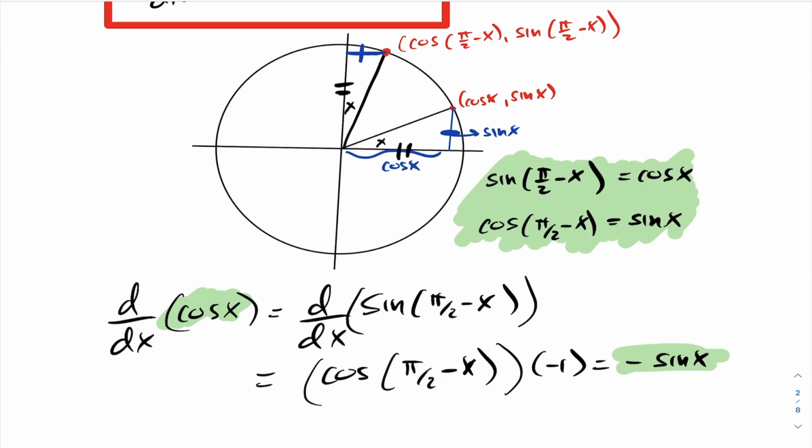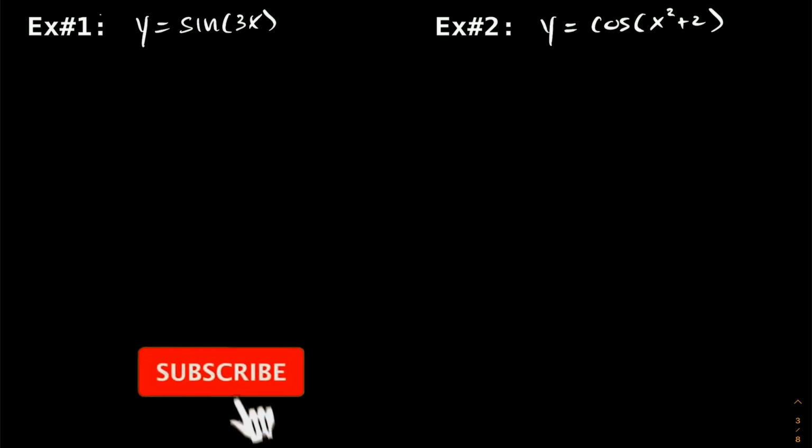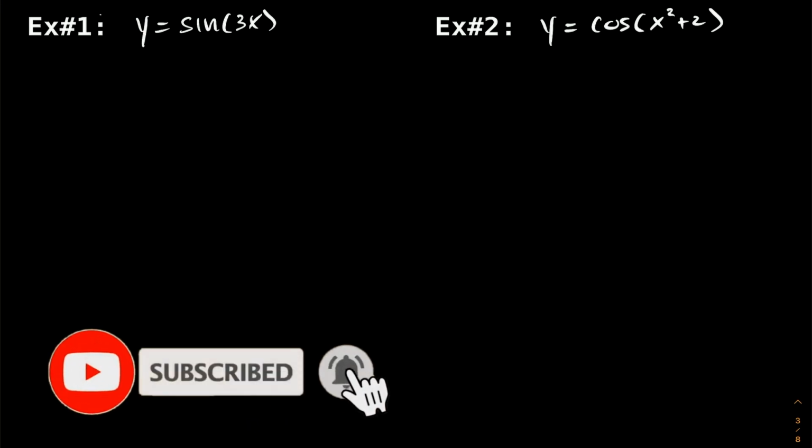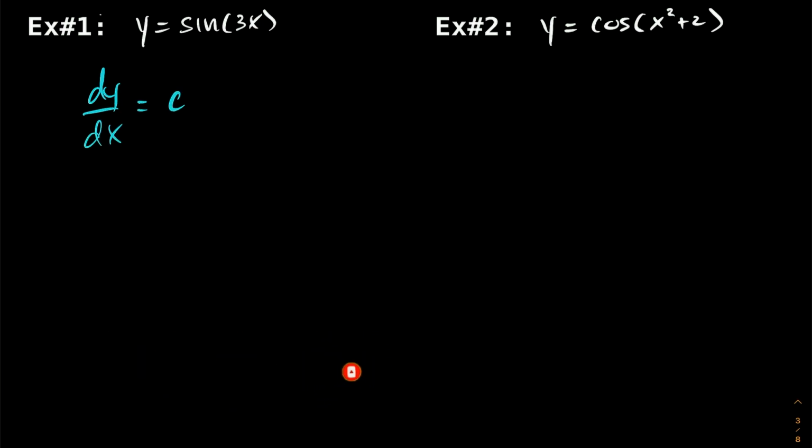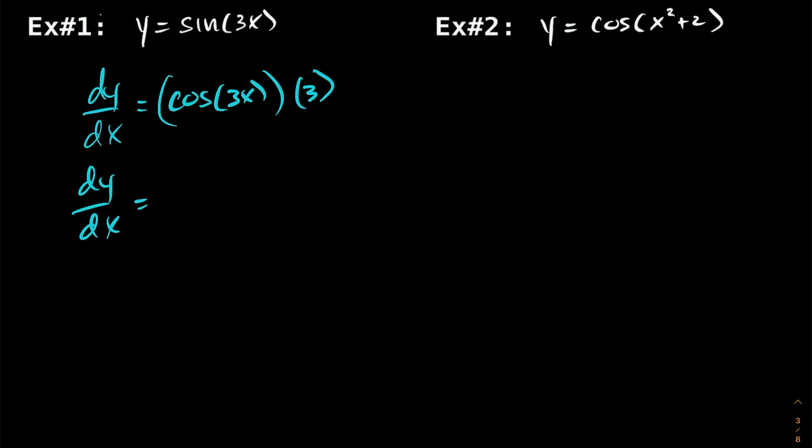Let's take a look at applying these derivatives to some questions. For our first question here, we want to take the derivative of the sine of 3x. Well, we know the derivative of sine is cos, so this would be the cos of 3x times, applying the chain rule, the derivative of the inside is 3. So dy dx is going to be 3 cos 3x.